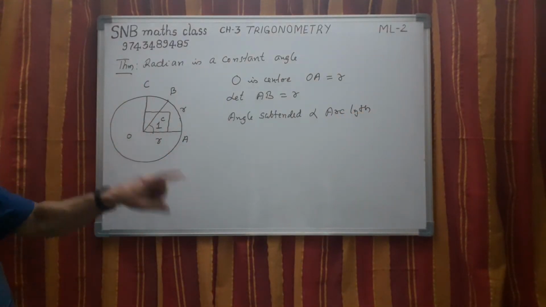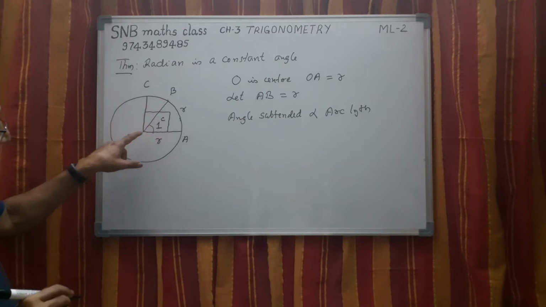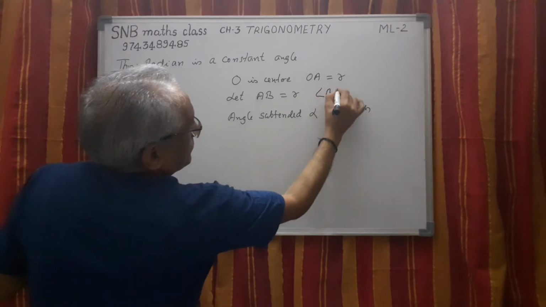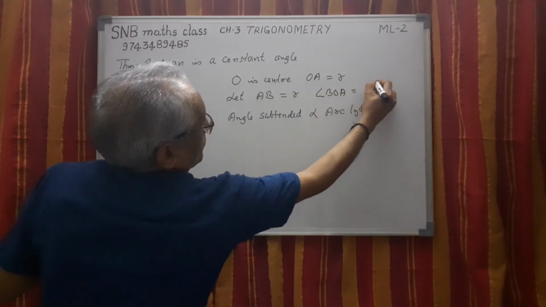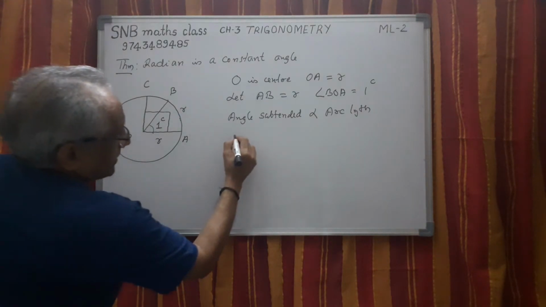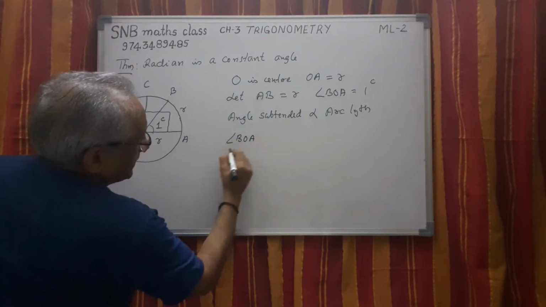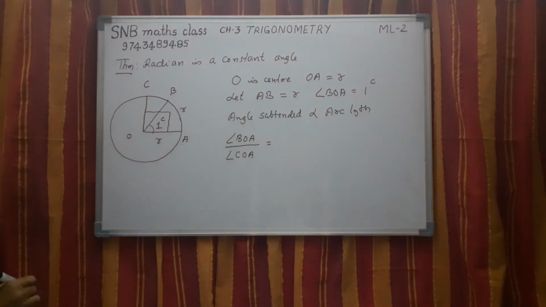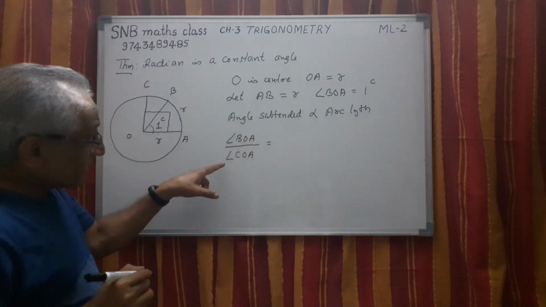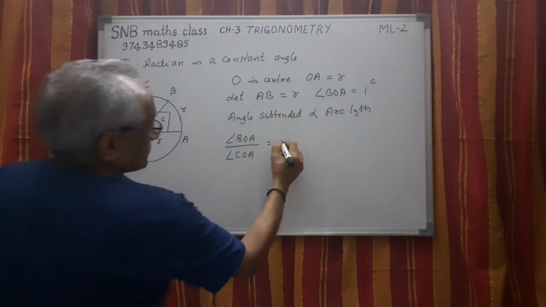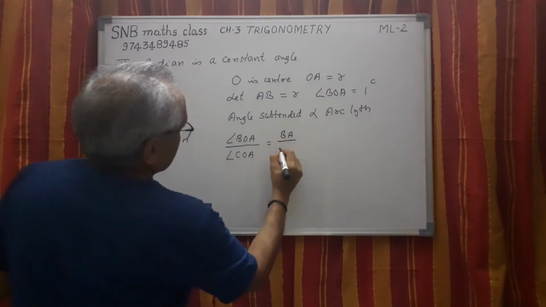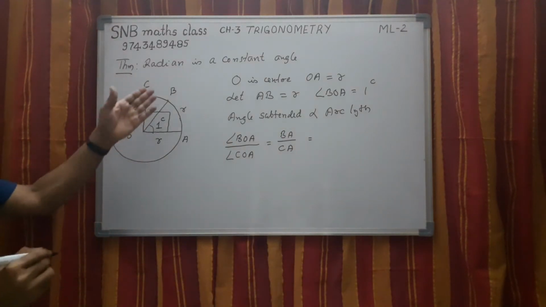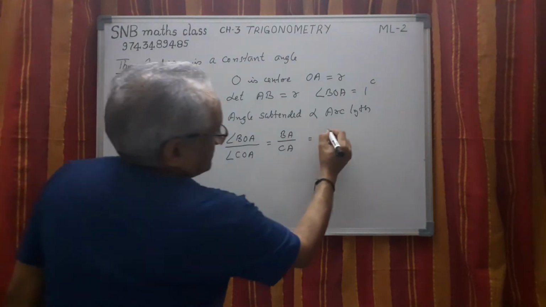Therefore, the angle subtended here is BOA. So here of course you can also write angle BOA. This is 1 radian by definition. Now, angle BOA divided by angle COA will be equal to the ratio of arc lengths. The ratio of the angles must be equal to the ratio of the arcs. So this is BA divided by CA. Now let us substitute. It is very clear BA is R, the arc length is R.